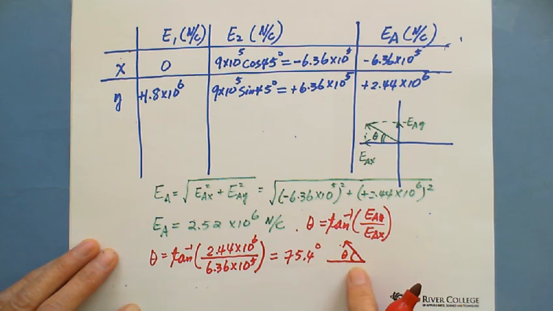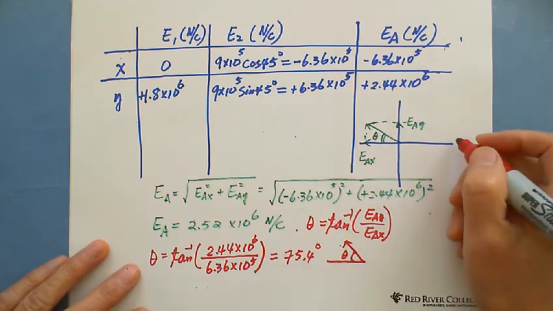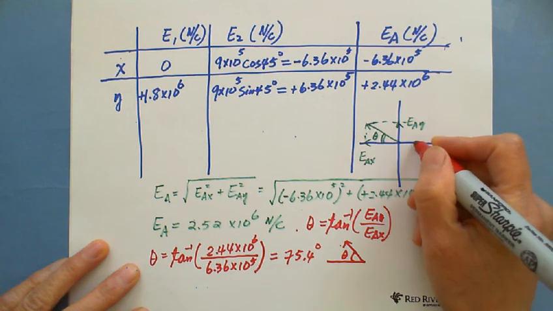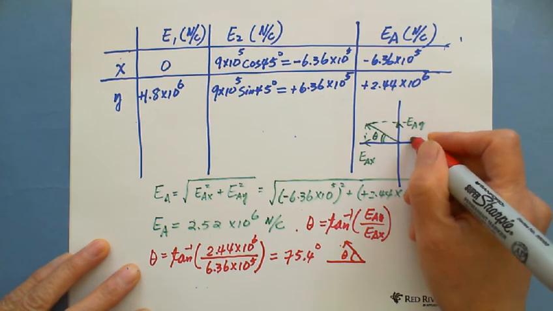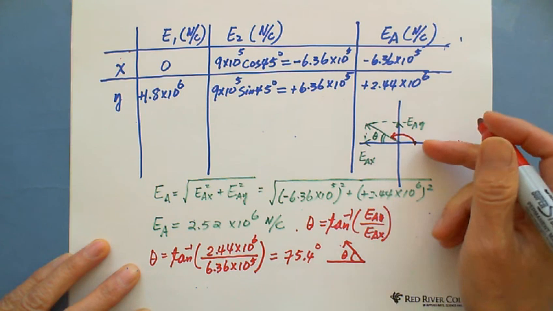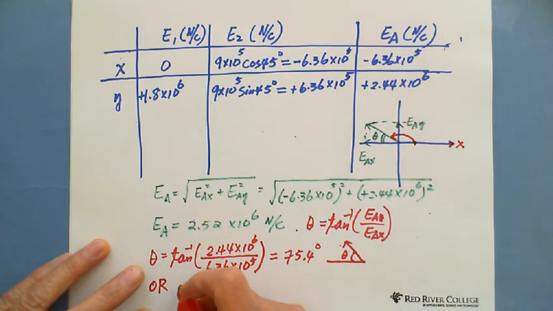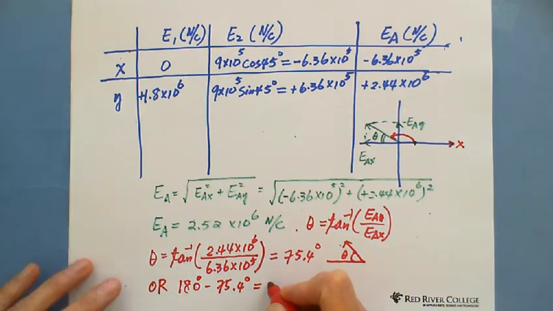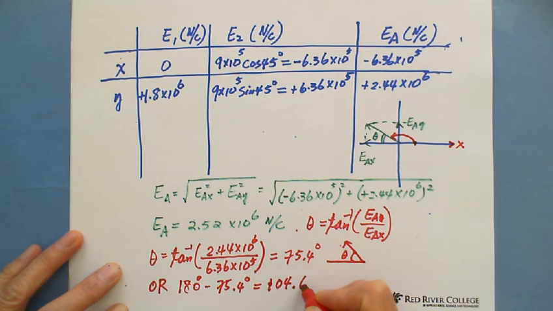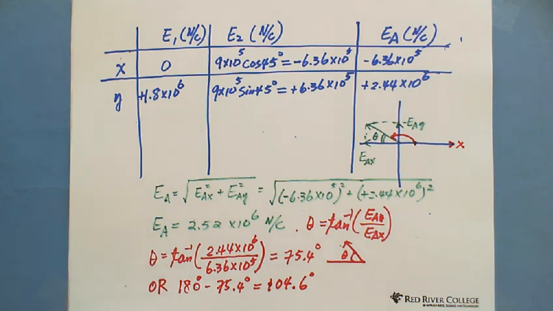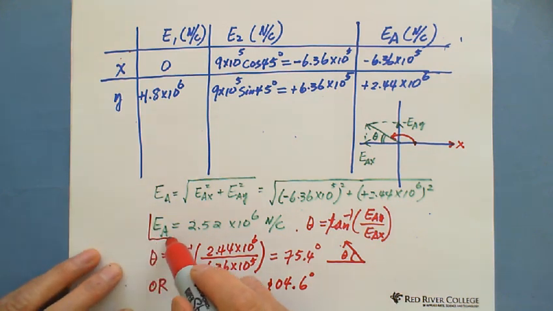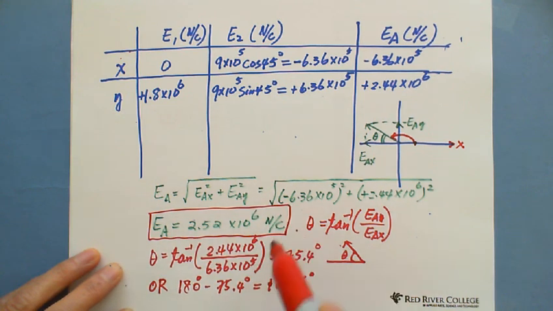If you want to express the angle starting from the x axis, you can use 180 minus 75.4 degrees, and you get 104.6 degrees. Okay, so this is the magnitude, and this is the direction.